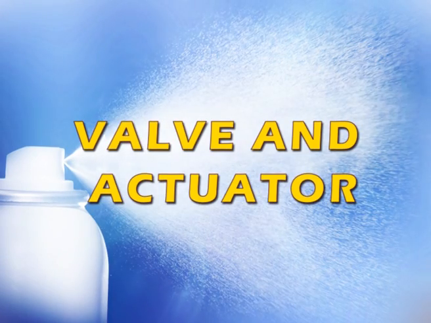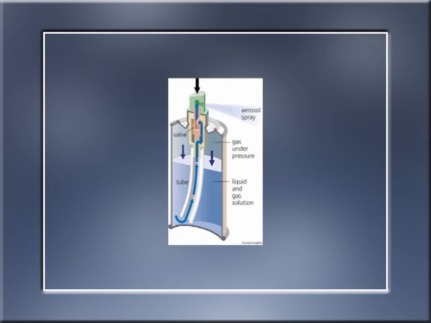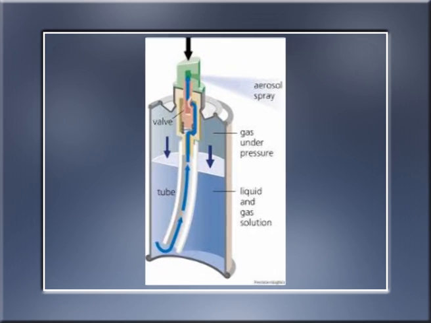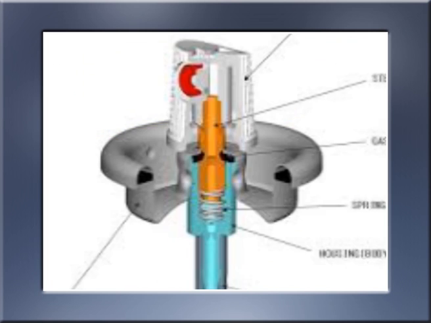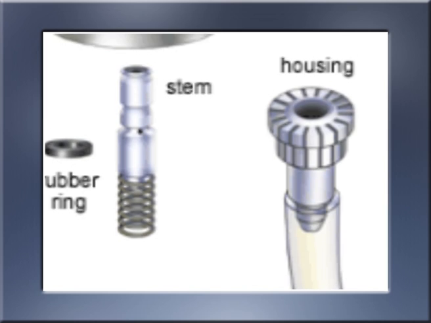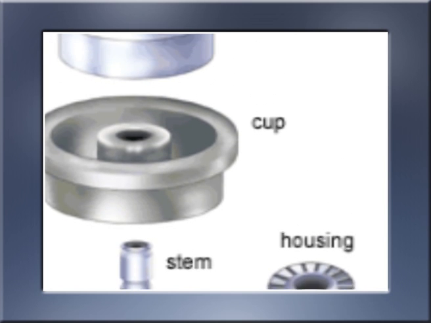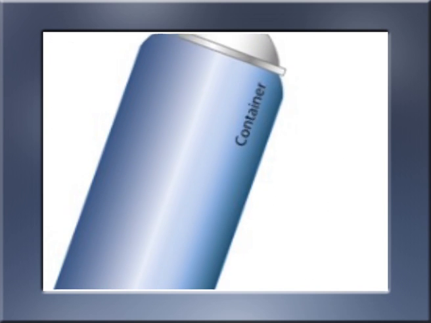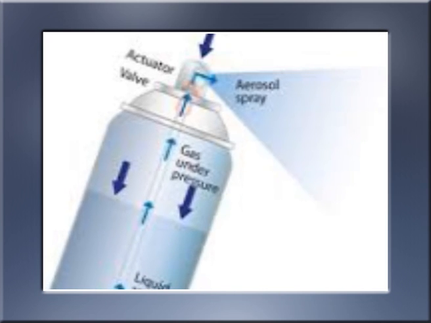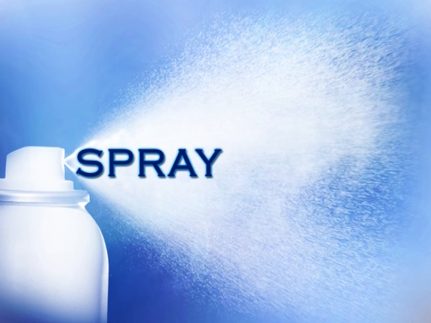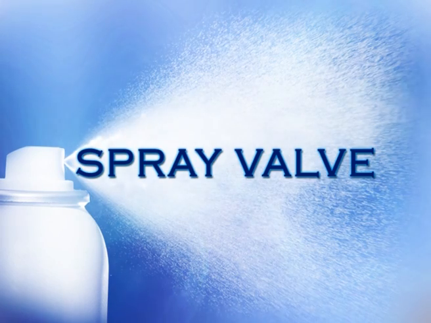The third component of aerosol is the valve and actuator. The valve mechanism is probably the most basic part of any aerosol, through which the contents of the package are emitted. The primary purpose of the valve is to regulate the flow of product from the container. It provides a means of discharging the desired amount when needed and prevents loss at other times. The spray valve is the most commonly used valve. It consists of the following subcomponents.